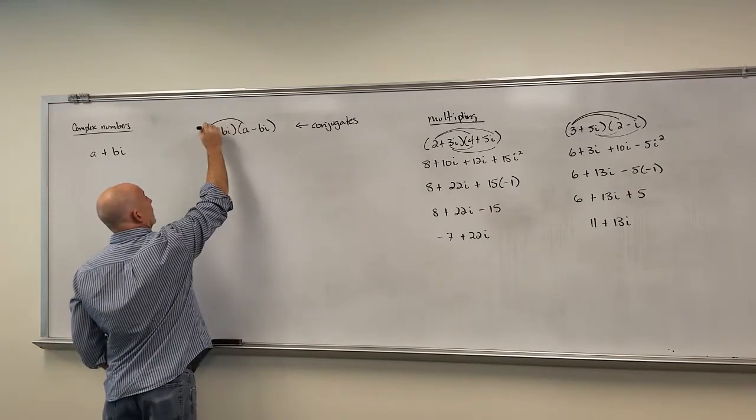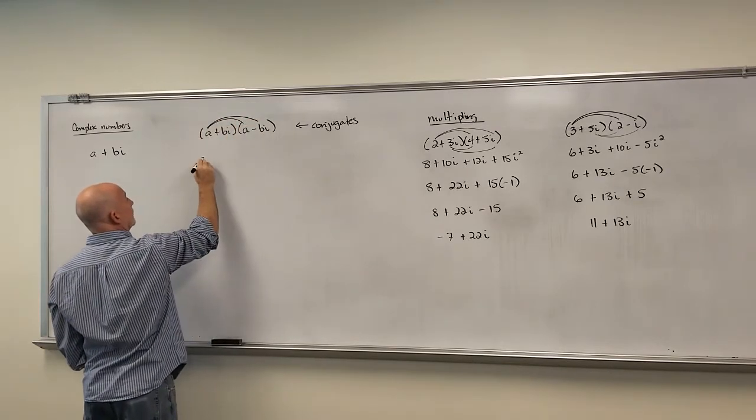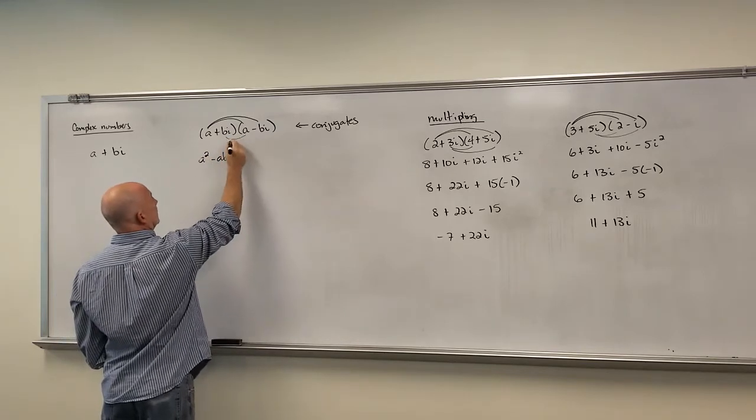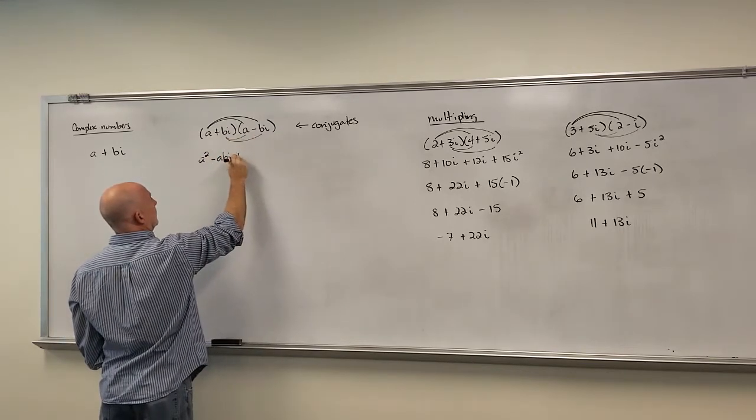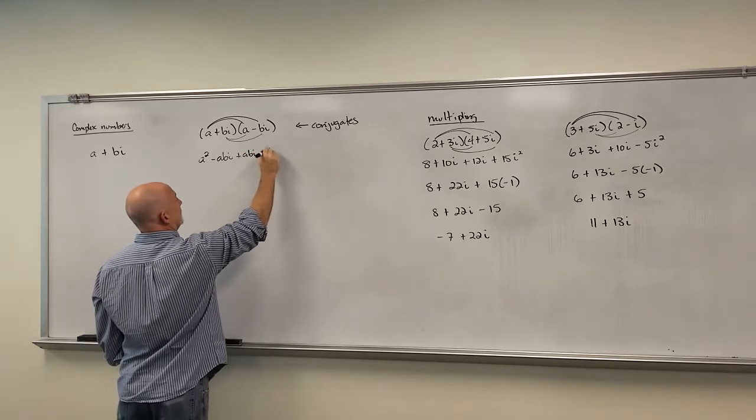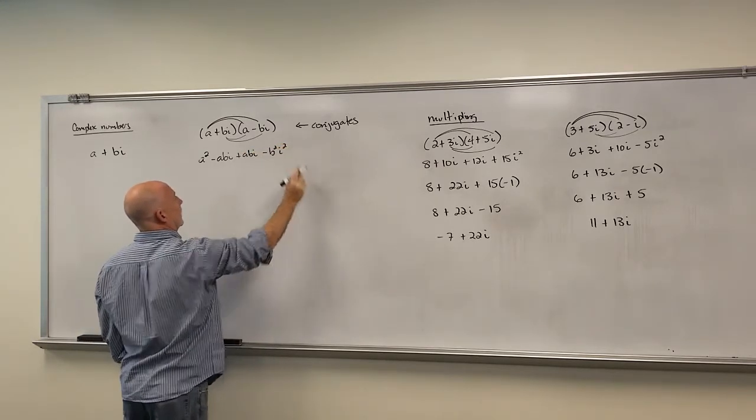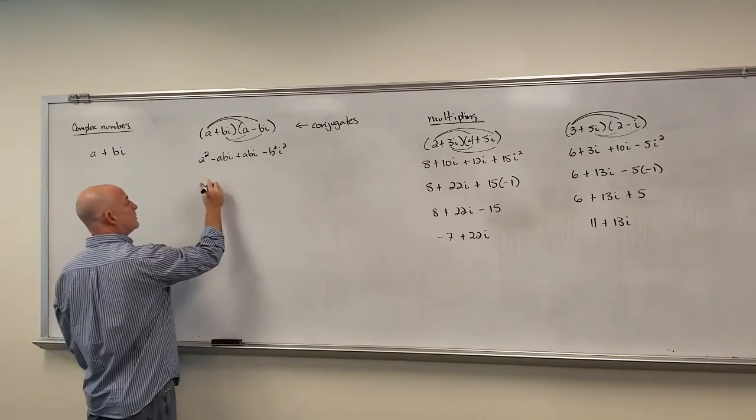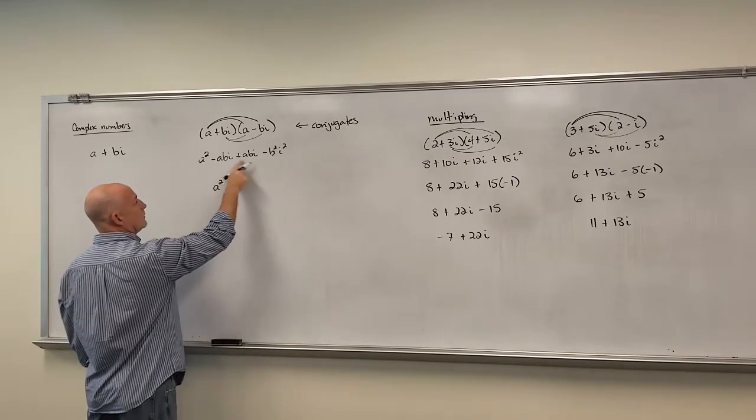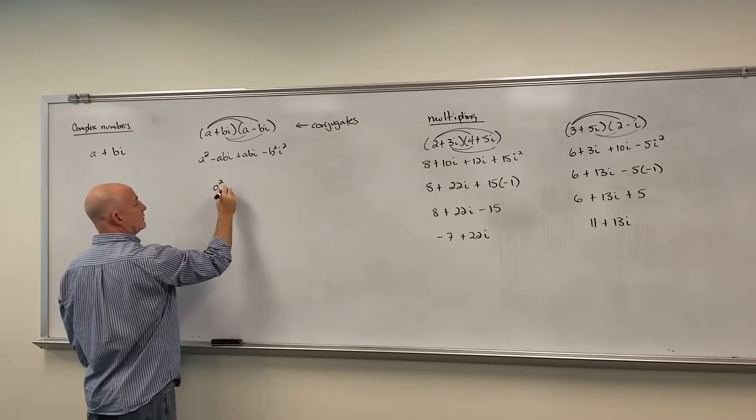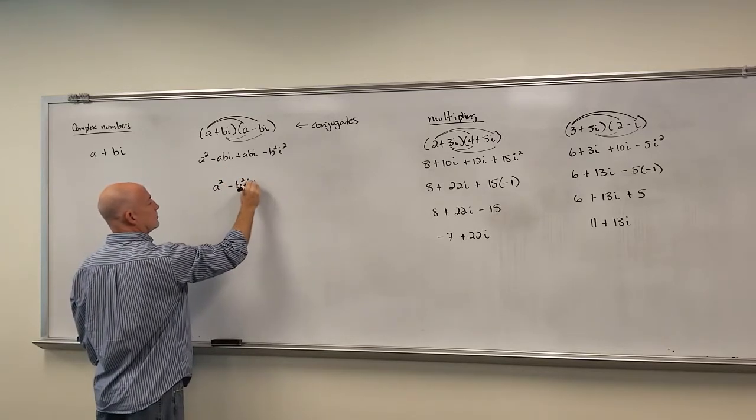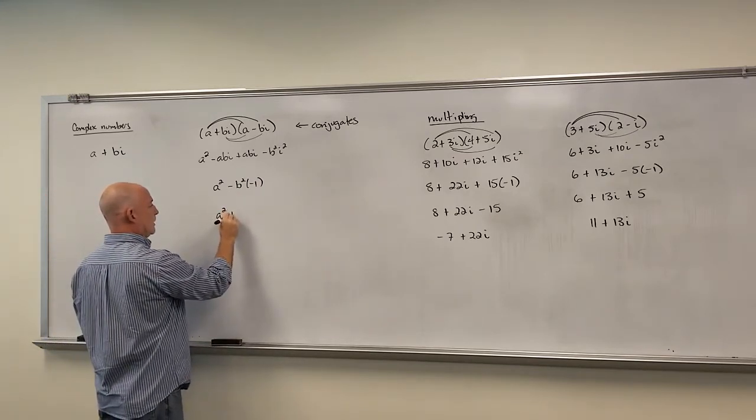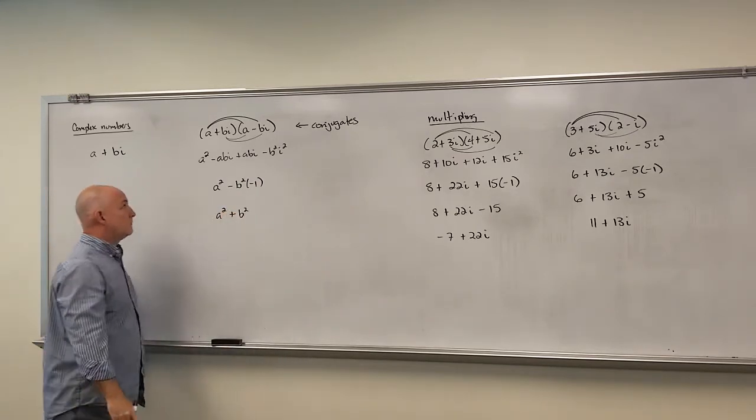Let's start by distributing the a to both pieces. So I get a squared minus abi. Then I distribute the bi, I get plus abi minus b squared i squared. All right, when I go to simplify this, a couple interesting things happen. There's my a squared. The two middle terms this time cancel. I get negative b squared. I know i squared is -1, so I get a squared plus b squared.